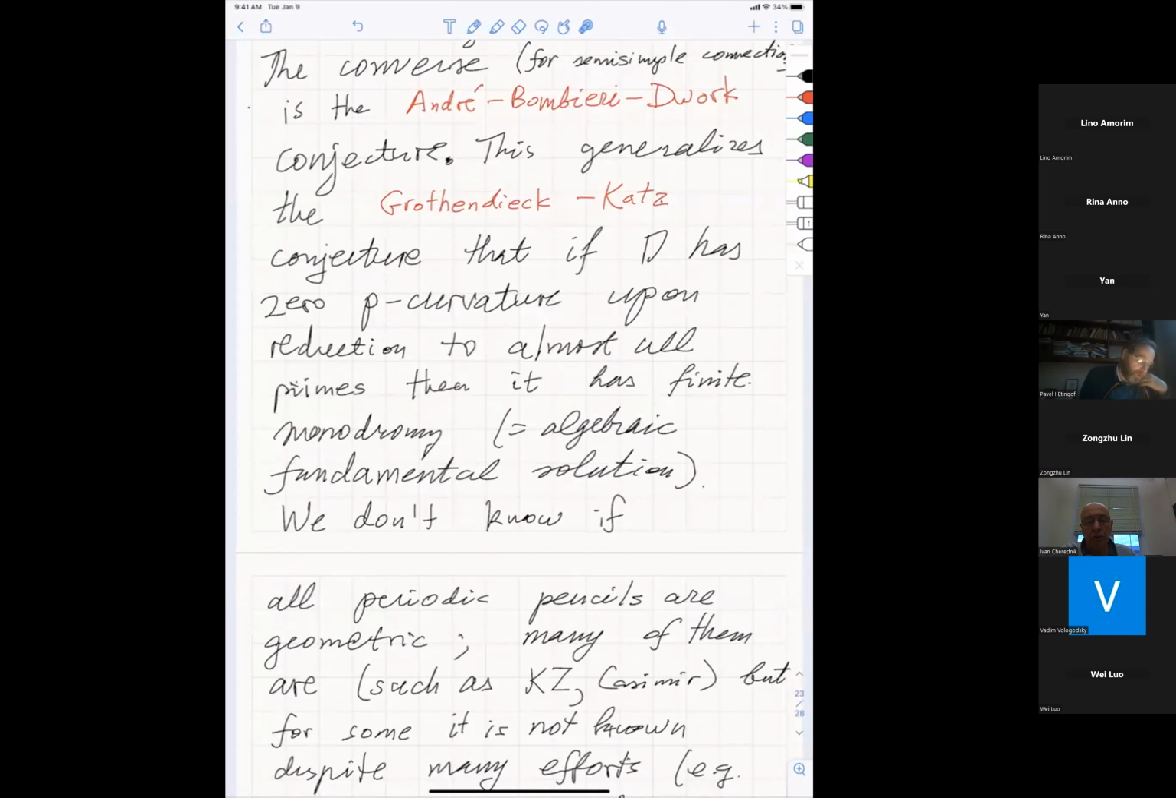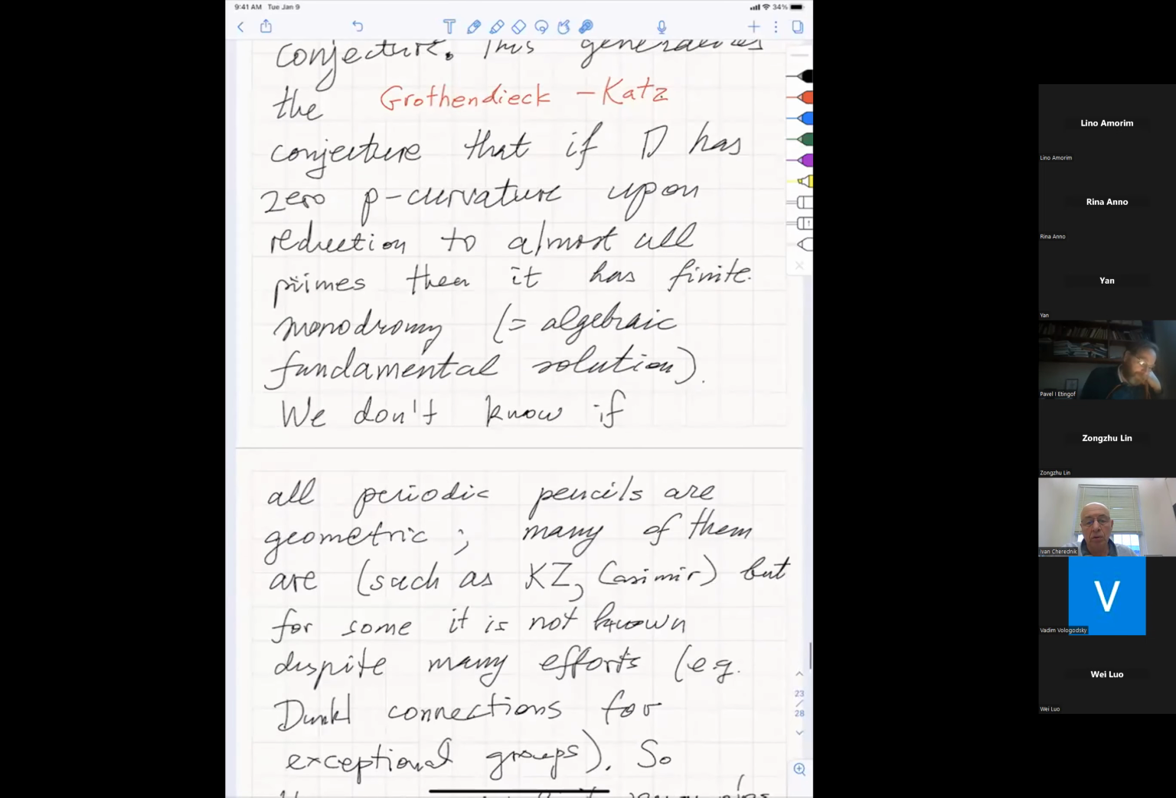Okay, so we don't know if all periodic pencils are geometric. We know that many of them are geometric. Being geometric means that there are integral formulas for solutions of differential equations. And for many connections, we know this. Like for KZ, there are formulas of Schechtman and Varchenko. Then for the Casimir connection, there are some formulas from Felder, Markov, Tarasov, Varchenko.